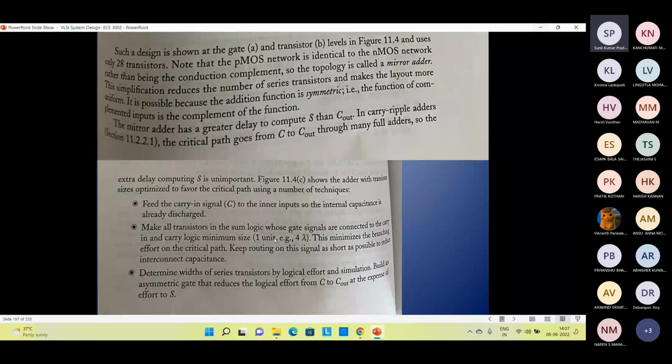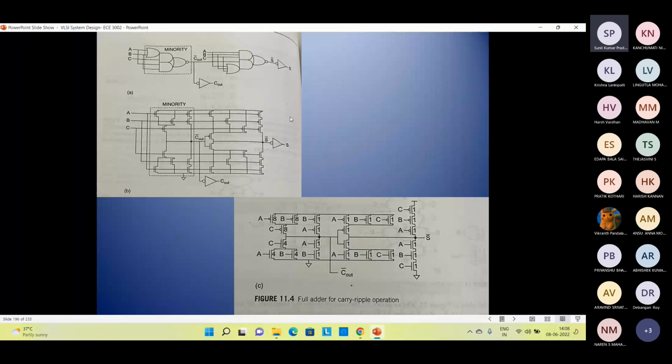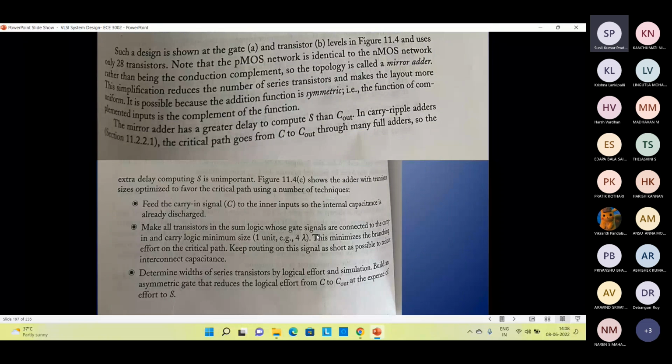Now in carry ripple adders, you can see the critical path goes from C in to C out through many full adders. So the extra delay computing S is not that important. So it is unimportant. So we can see in this figure 11.4 C the adder with transistor sizes optimized to favor the critical path using a number of techniques. Okay, so that is very important.